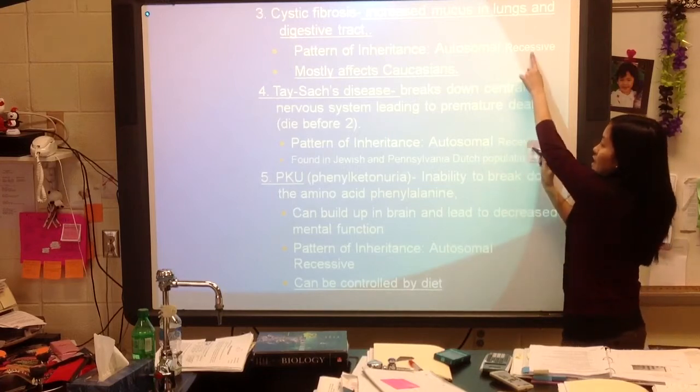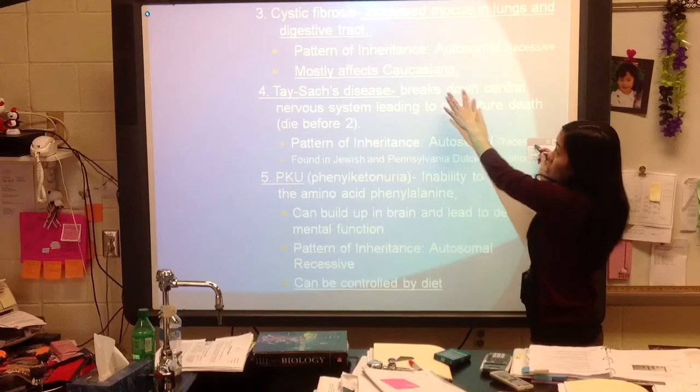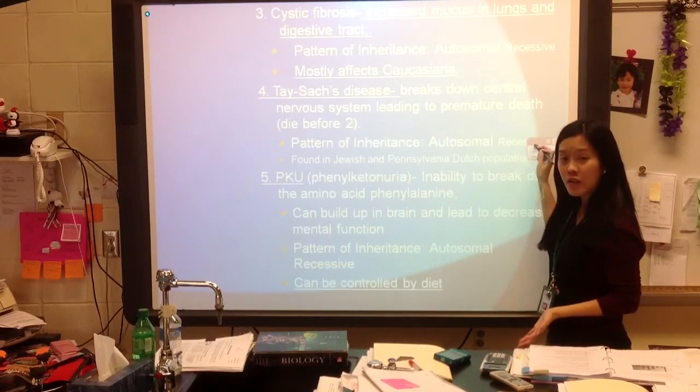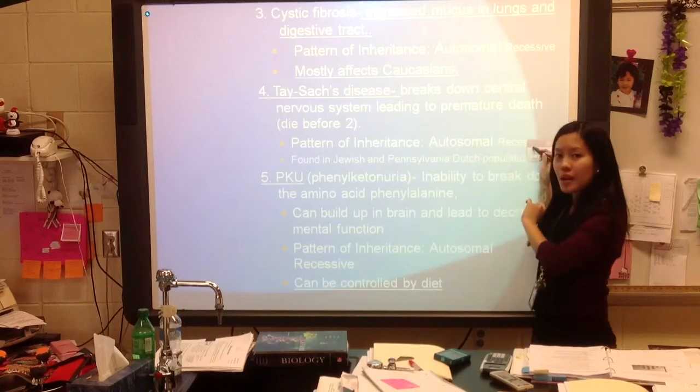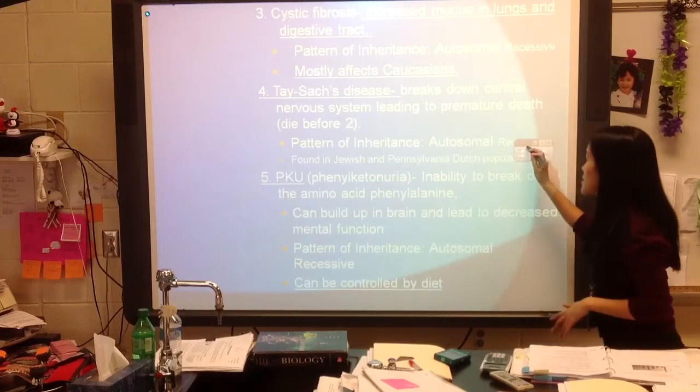This is a recessive disorder, and this disease actually affects primarily Caucasians. And so again, here we're seeing that certain diseases do have a pattern of inheritance. How do they actually get the disease, recessive or dominant? And we also see that it's affecting different groups of people as well.